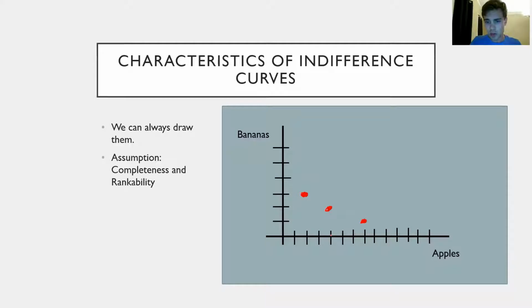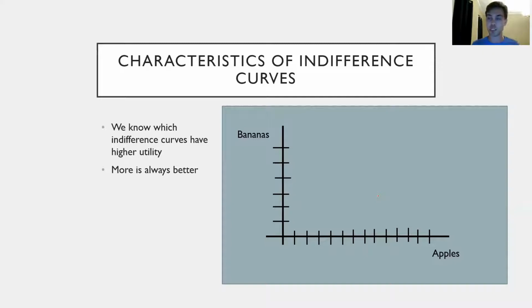So we know that a bundle of 4 apples and 4 bananas is better than a bundle of 4 apples and 2 bananas because we can rank these, right? And we can also rank them in the sense that we know 4 apples and 2 bananas is as good as 2 apples and 3 bananas. And so we're indifferent between those 2 points, so they can fall on the same indifference curve, right? Whereas this other point that was better or has more utility will fall on a different indifference curve. So being able to rank every single bundle allows us to always be able to draw these indifference curves.